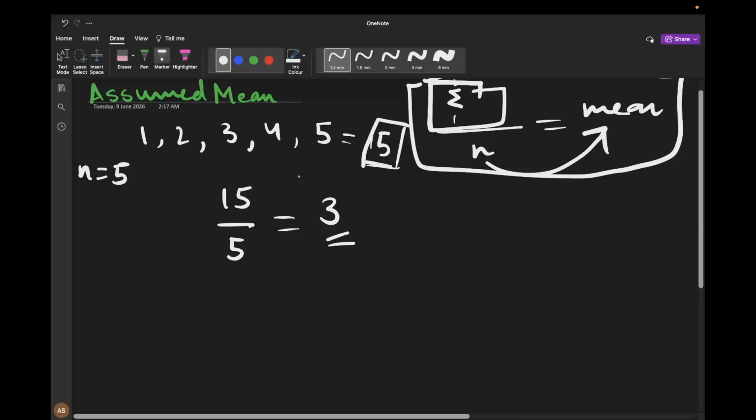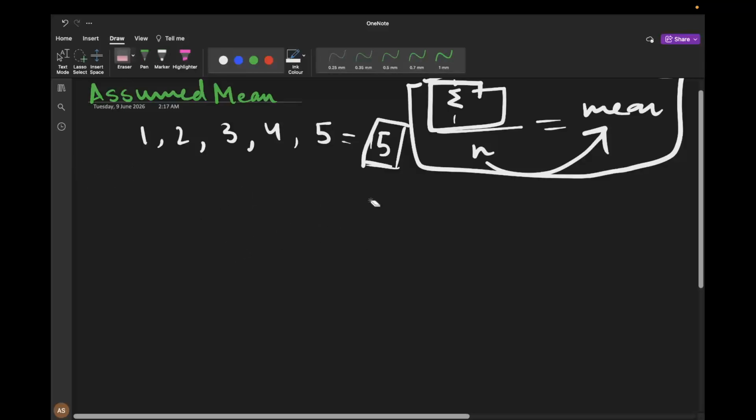This is a simple calculation of mean, but we are not studying mean, we are studying assumed mean. Let me just remove all of this right now and we'll explore the concept of assumed mean. Now what assumed mean does is, we can choose any of these five numbers to be our assumed mean. Let's suppose we take 3 for basic understanding.